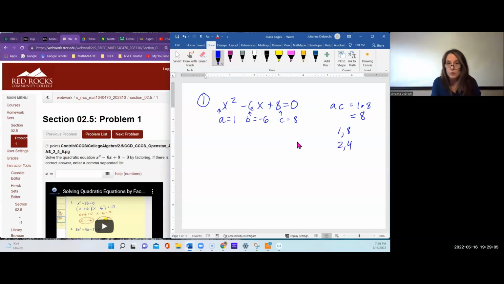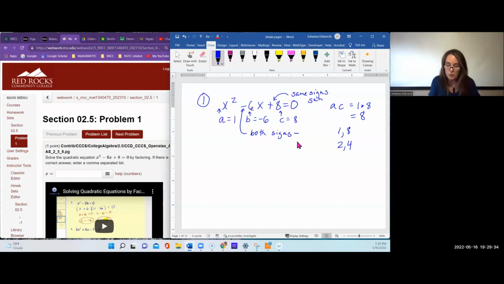Now we need to look at the original problem. When we look at the original problem, the last sign in front of the constant is positive. That means that it has the same signs in the binomials when we factor it. It also means that they're going to be whatever we see in the middle term. Both signs are going to be negative. This also tells us that we're taking a sum of terms.